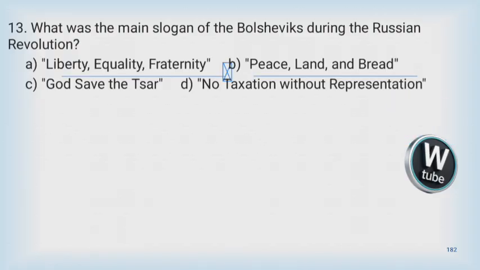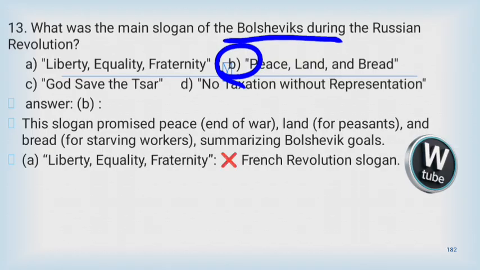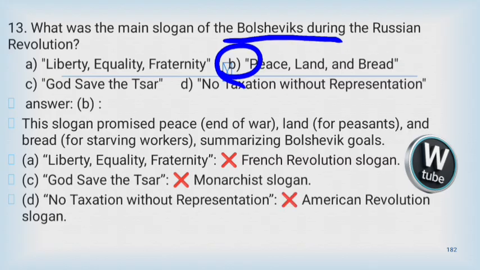Excellent. Peace, land, and bread was the main slogan of the Bolsheviks during the Russian Revolution. As a result, B is the correct answer. The slogan promised peace and an end to the war, land for peasants, as well as bread for starving workers, summarizing Bolshevik goals. Liberty, equality, and fraternity was the French revolution slogan, not Russian. God save the Tsar was a monarchist slogan, while no taxation without representation was an American Revolution slogan, not Russian.